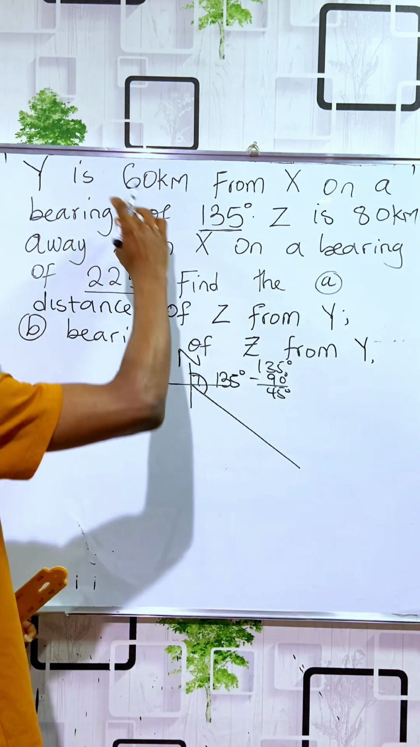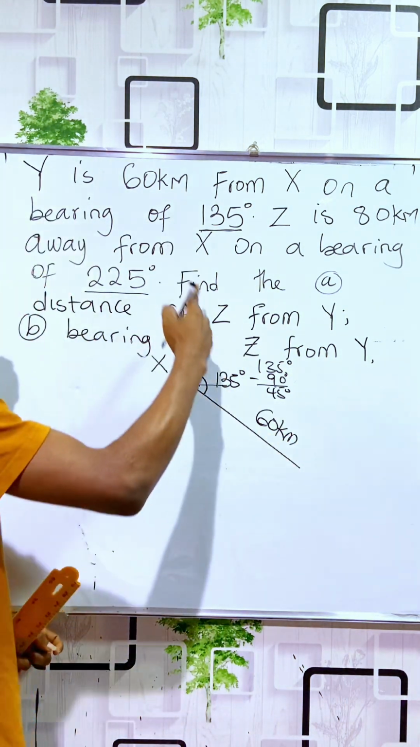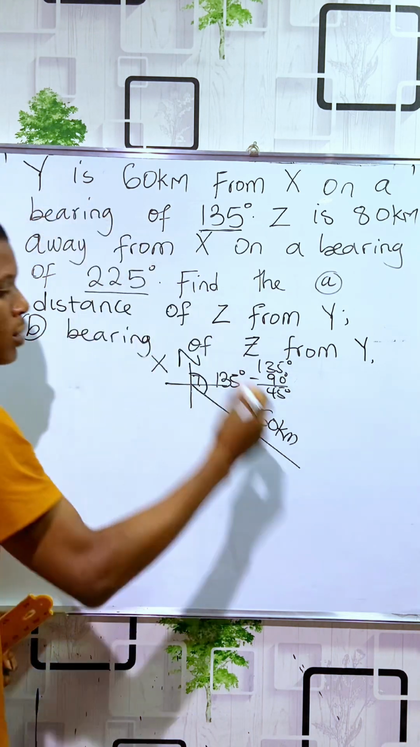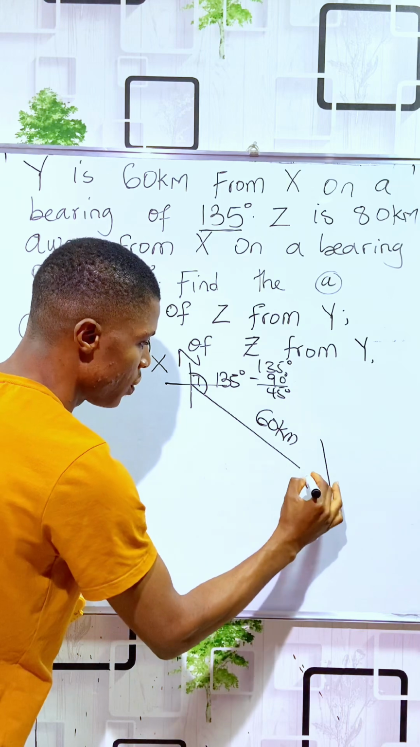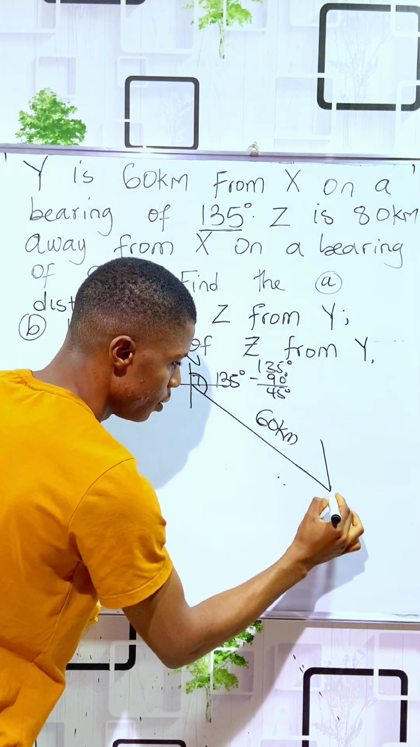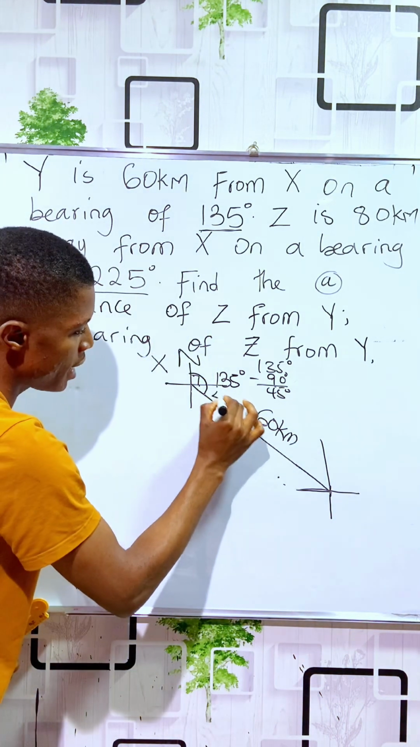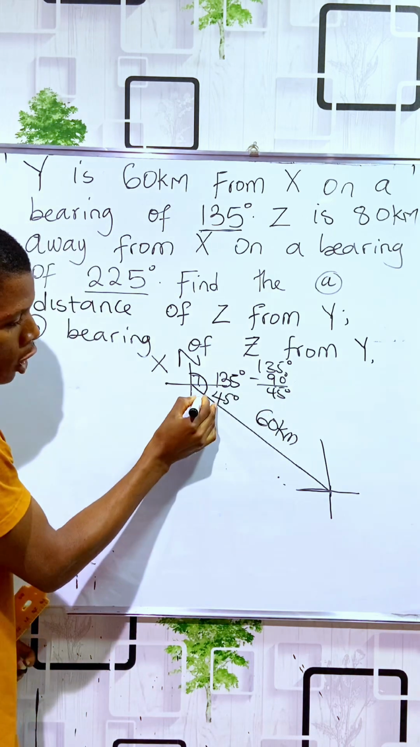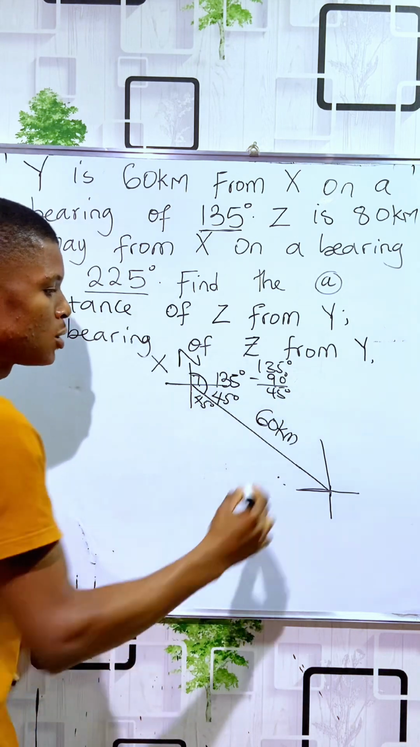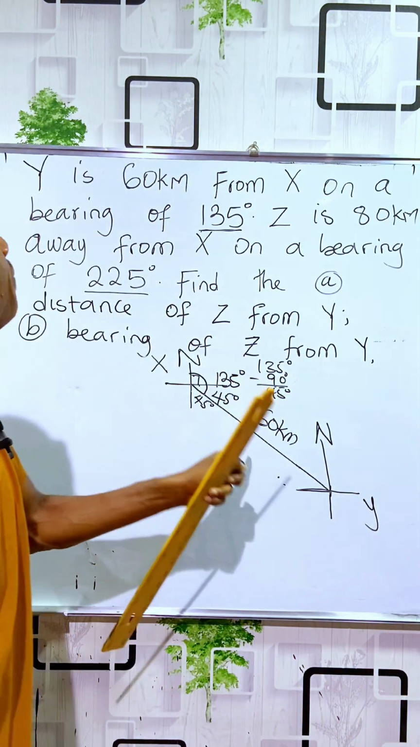To a point 60 kilometers, to a point Y. So here is Y. That means here is 45 degrees, and also here is 45 degrees, because 45 plus 45 is 90 degrees. So here is the North Pole of Y. So we have represented the first statement.